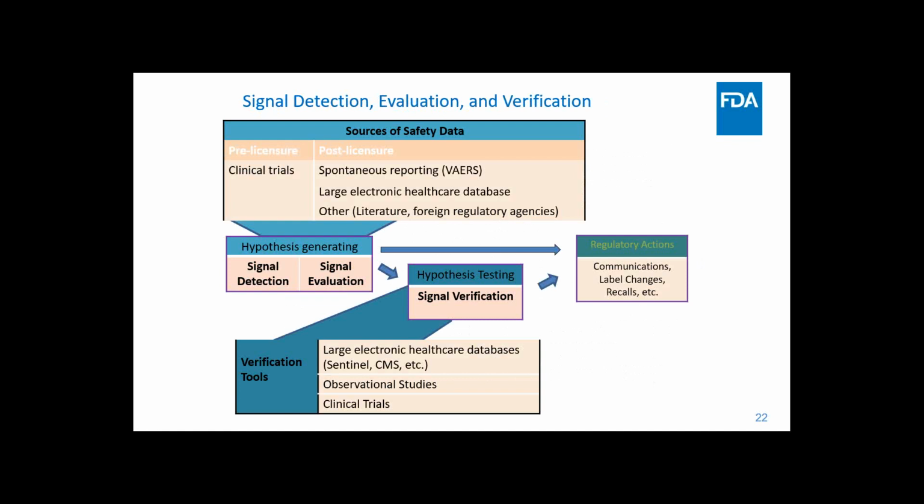So this schematic goes through what I've covered. Pre-licensure, we have the clinical trial information. Post-licensure, we have our spontaneous reporting. We have other electronic health databases and other sources of information. All of this is really hypothesis generating for detecting a signal and, to a certain extent, evaluating it. But to test the hypothesis, we need signal verification. And this is done through large electronic healthcare databases, observational studies, or additional post-marketing clinical trials. And all of this, through this process, may lead to the regulatory actions that I had mentioned previously.